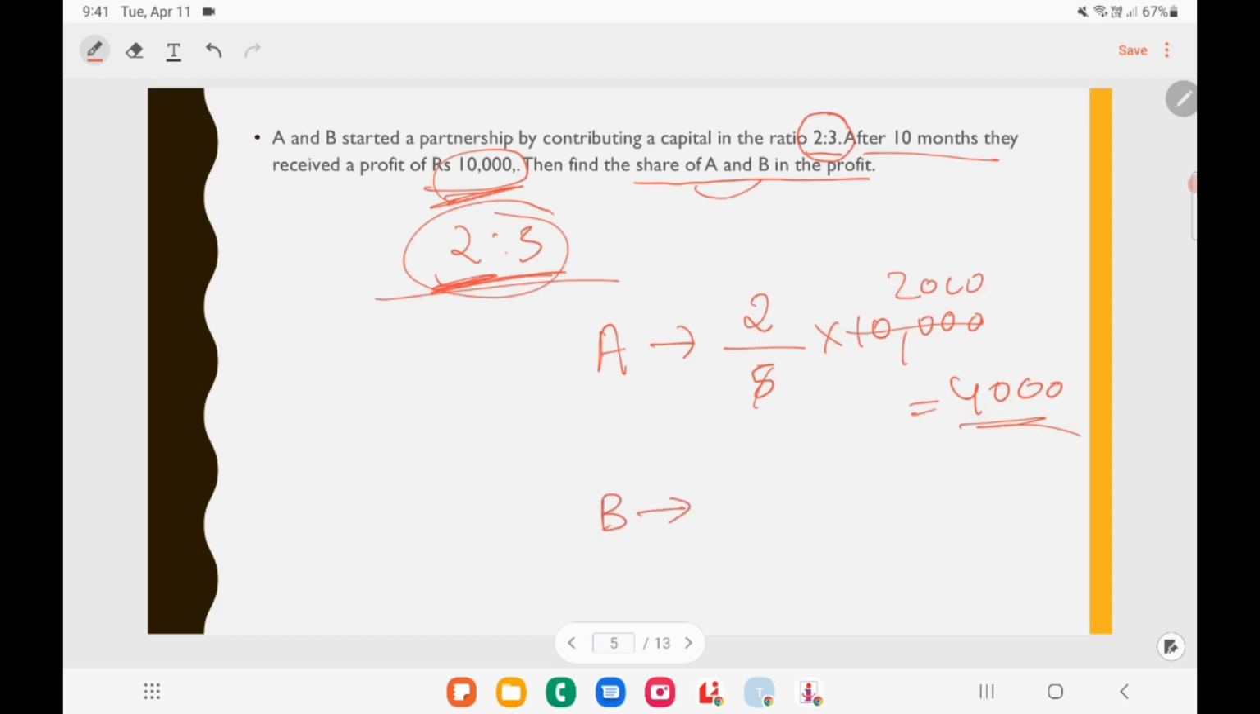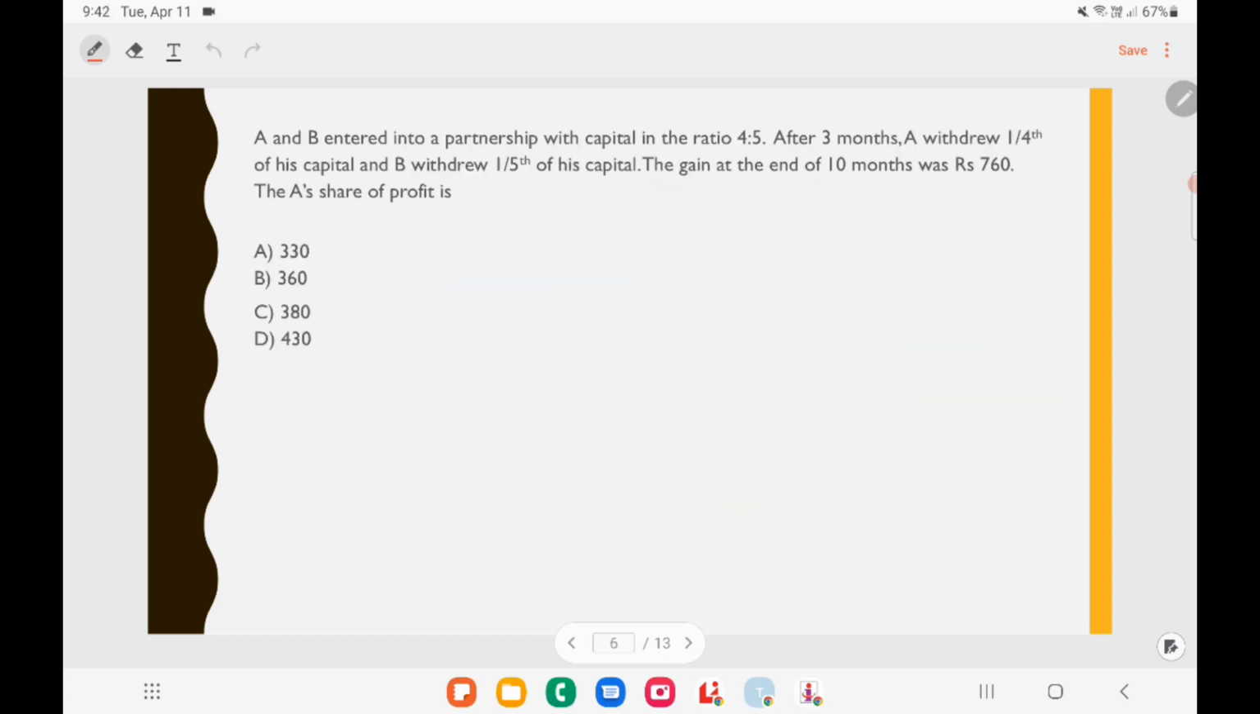Now the share of profit of B is 3 divided by 5 into 10,000. So it will become 6,000. So this is how you need to solve the questions if there is no change in capital. So now let us take an example where there is change in capital. So now let us see this question.